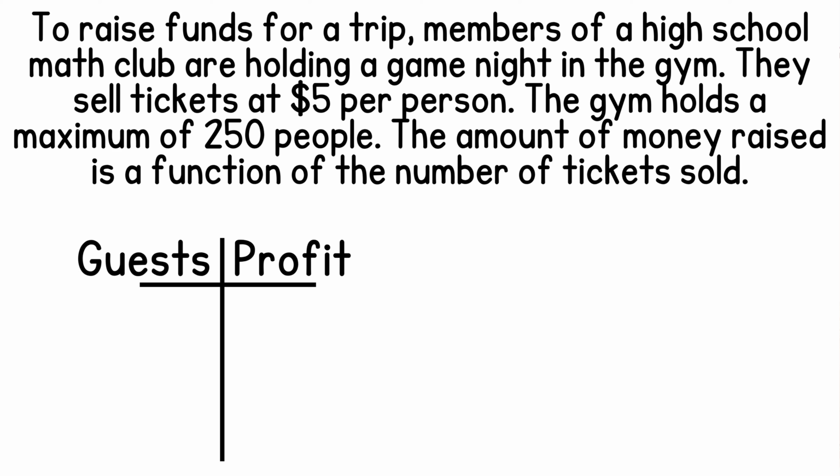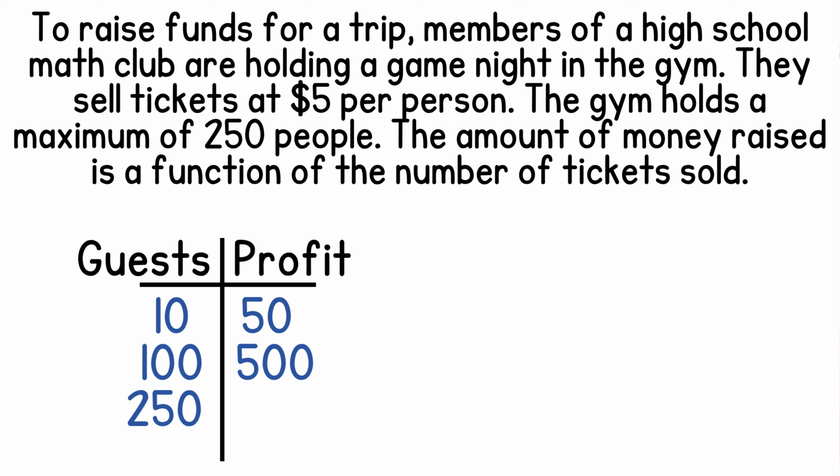We're going to find the domain and range of this situation by making a table of guests and profits. If we have 10 guests going to the game night, then we can multiply those by $5 per person, and we would get a profit of $50. If 100 people go, then they will have a profit of $500. The maximum number of guests that fit in the gym are 250, and if we multiply these by $5 per person, they would have a profit of $1,250.